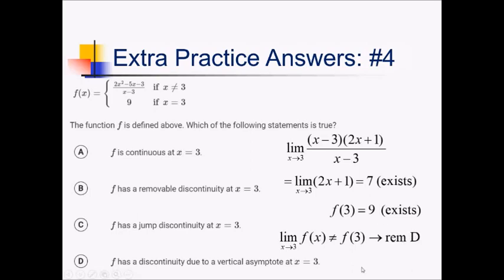If you're going to one place from both sides and all of a sudden when you get there you're somewhere else, that's just a little hole. It's like a piece of asphalt missing on the side of a road because there's a pothole in the road. So that ends up being choice B.